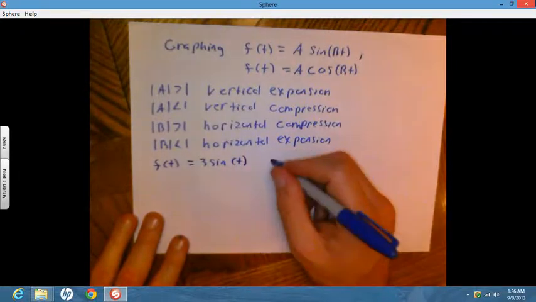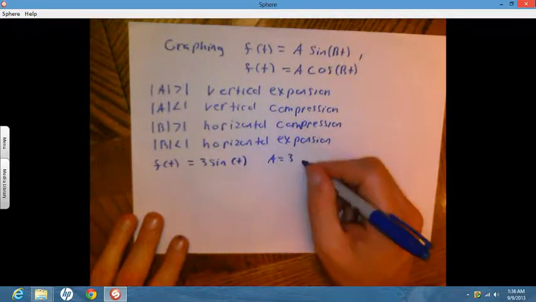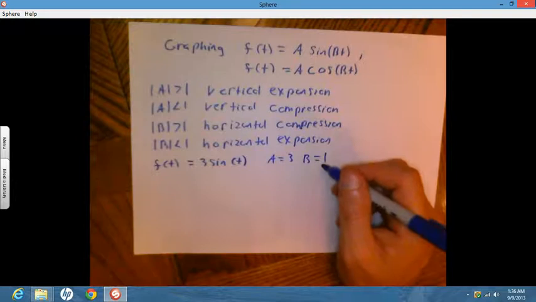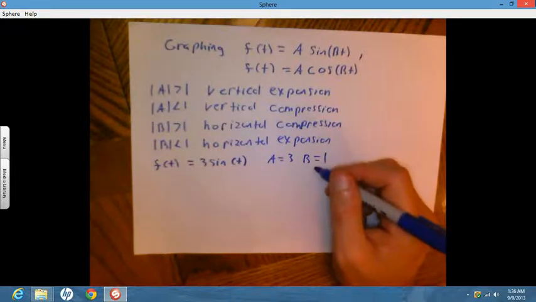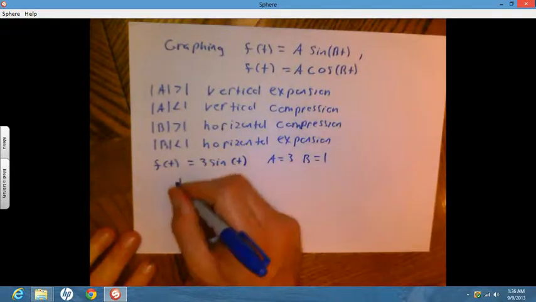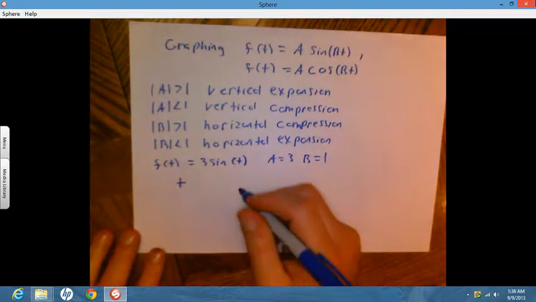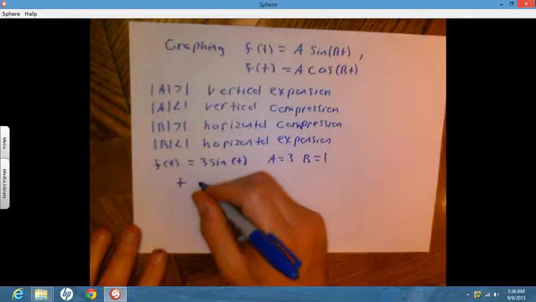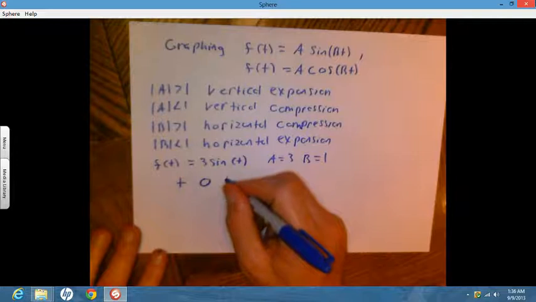And I'm going to start out with t, and I'm just going to use my quadrantals here, to save time. So my quadrantals are going to be 0, pi over 2, pi, 3 pi over 2, and 2 pi.